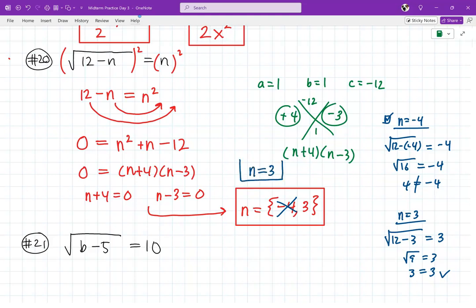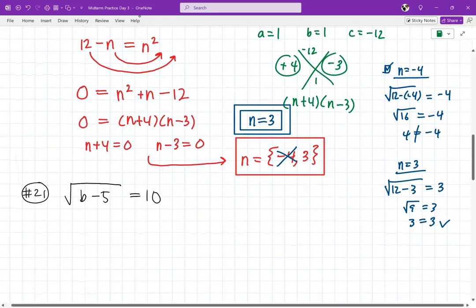This is going to be my only solution. Originally I had two answers, negative 4 and 3, and then I checked them and only 3 works. Remember, you only have to check when you get two solutions. You don't have to check when you get one. Any questions on this one? And this is going to be the hardest type of question you're going to see on Friday. The other ones that have radicals are not as hard.